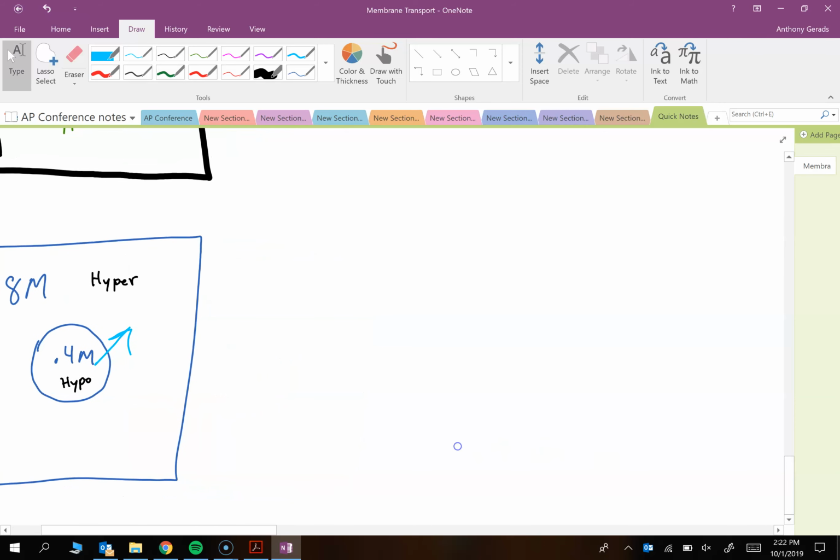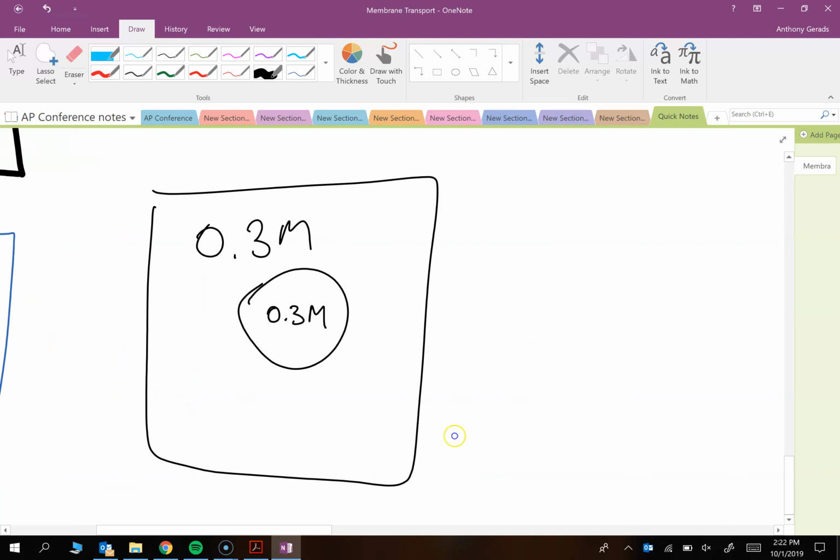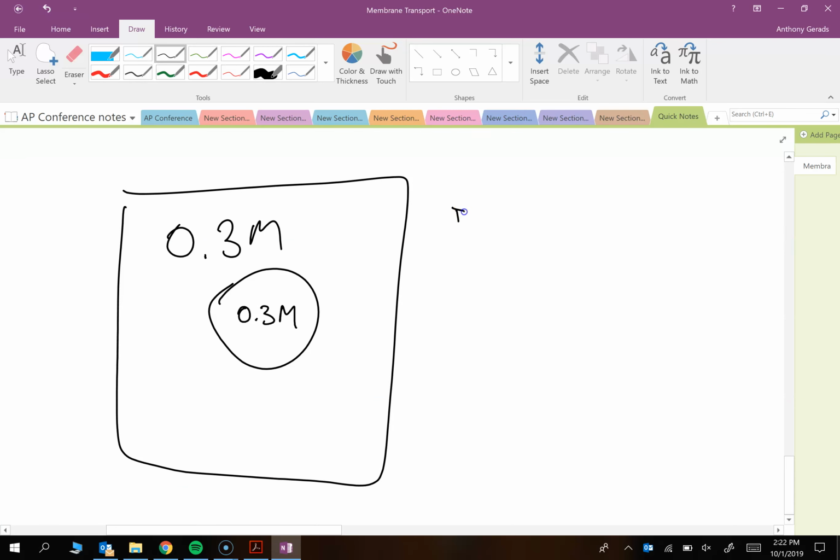What about this one? Trick shot. This is isotonic. So what do you think is going to happen? Okay, so isotonic means no net movement.